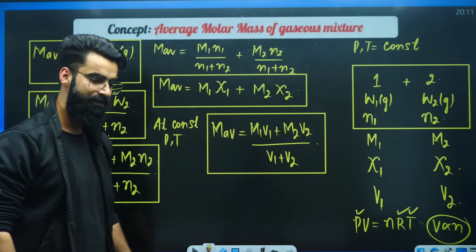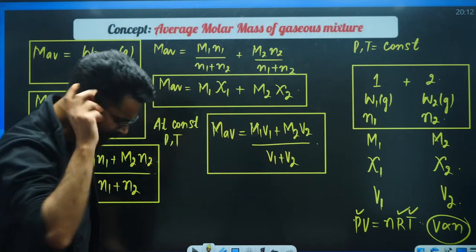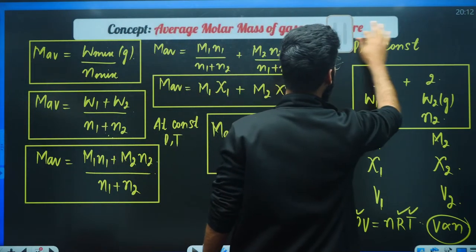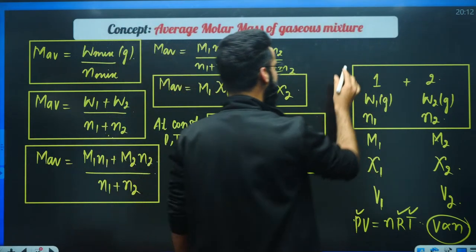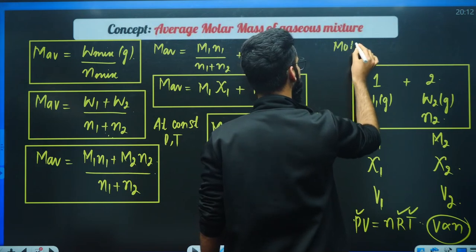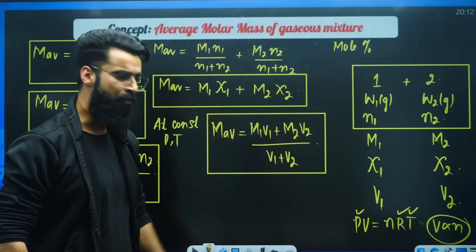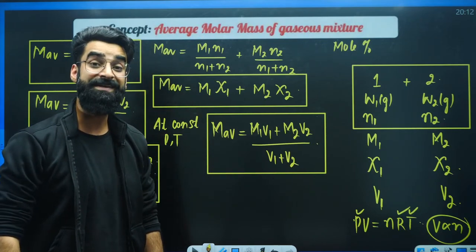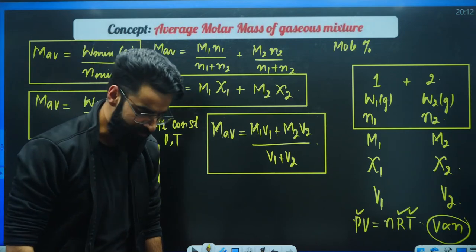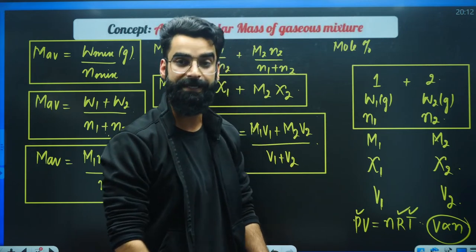Quickly in the chats. There can be one more type of question which can be formed. Do remember one more thing: there can be some other fancy terminologies used in the question. They will be giving you the data for mole percentage. They will tell you the mole percentage of gas 1 is 40, the mole percentage of gas 2 is something. Do remember, these are just fancy terminologies used in the question just to confuse you, nothing else.